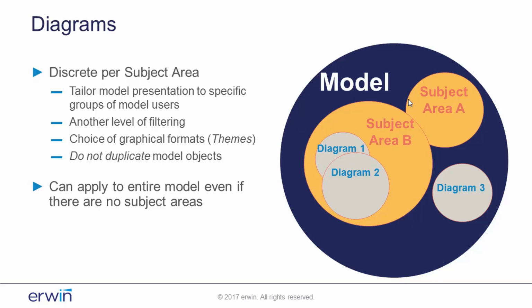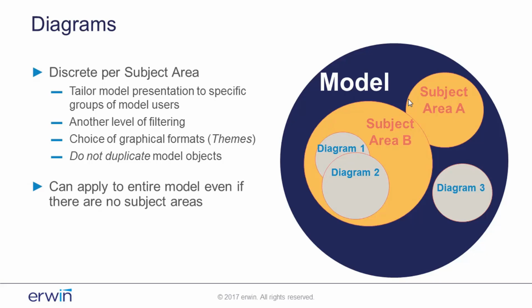Diagrams can be used to subdivide a subject area into workable chunks. That's what diagram 1 and diagram 2 do here in our little picture. Diagram 3 exists outside of a subject area. That's okay. The model itself can have diagrams. Just because a particular entity appears in several subject areas or in several diagrams, there's only one single instance of it, and that is in the model.